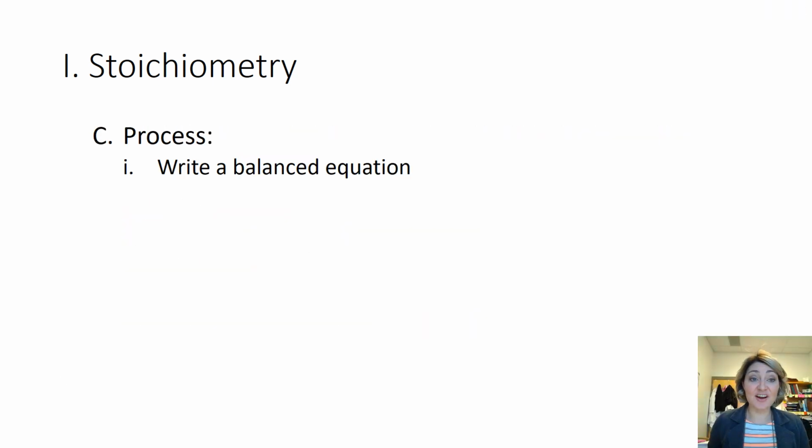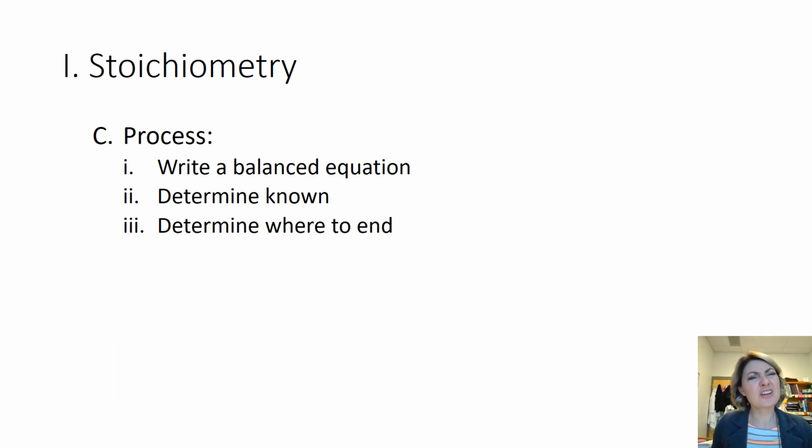All right, let's start by talking through the process, and then on the next slide we'll go through a practice problem and work through the process that we've outlined. The first step, as I've kind of alluded to, is you have to be able to write a balanced equation. If this is challenging for you, go back and review. You're then going to determine what your known is, what's given in the problem, and then figure out where to end. What is the problem asking me to find? What is the unit? What is the substance? Because that's going to guide what conversion factors you choose to use along the way.